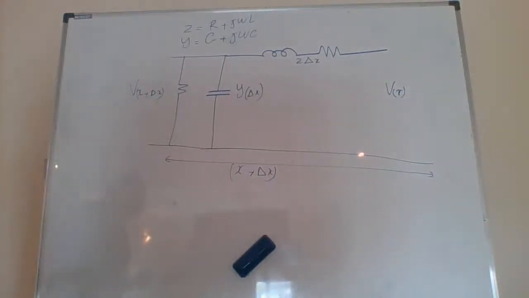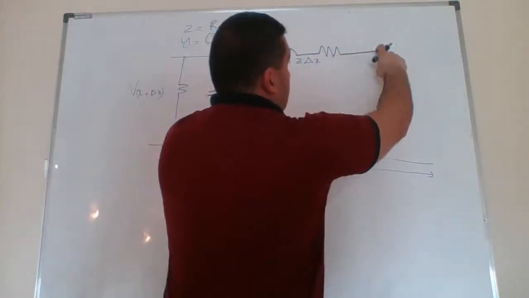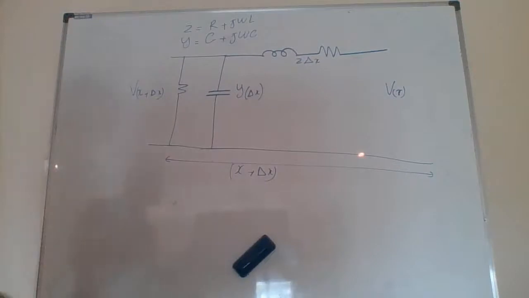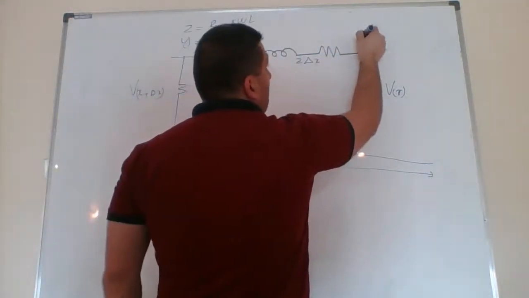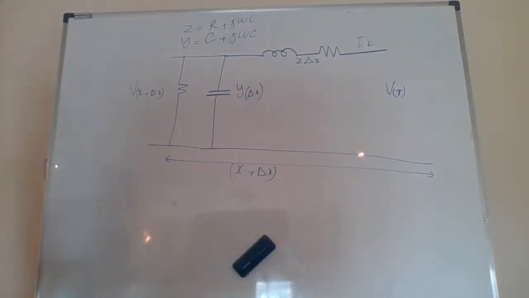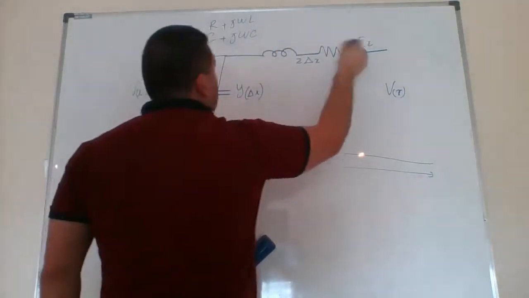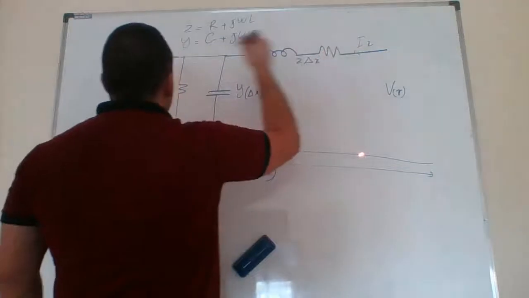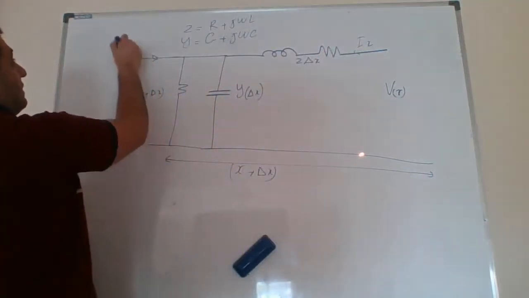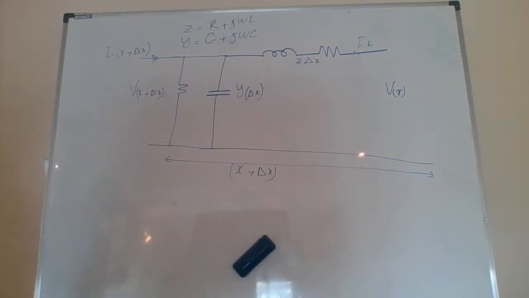If I apply Ohm's law, this voltage equals this voltage plus this voltage. Let's take this current to be Ix. This current, depending on the movement of the current, will be I of X plus delta X.